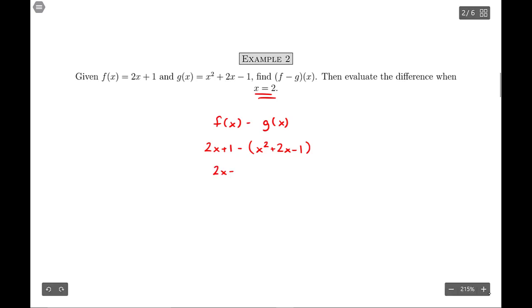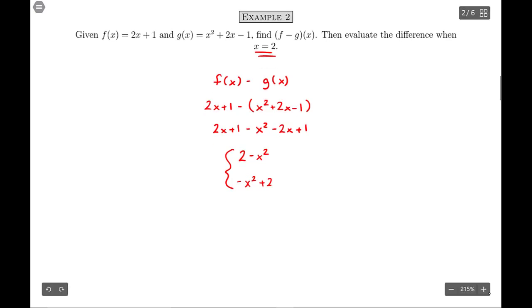Because that will help you understand that negative has to distribute through the parentheses. So we have 2x plus 1 minus the quantity x squared plus 2x minus 1. Now we can combine like terms. 2x minus 2x is 0. Positive 1 and positive 1 is 2. And then we have that minus x squared. So again, I'm going to rewrite this as negative x squared plus 2. But either one of those answers is going to be correct.